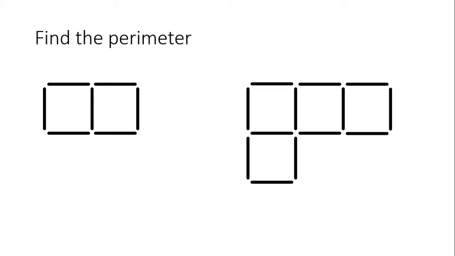Okay, let's check your answers. On the left-hand side, we have 6 sticks on the outside, so the perimeter is 6 sticks long. On the right-hand side, we have 10 sticks on the outside, so the perimeter of the shape is 10 sticks long.